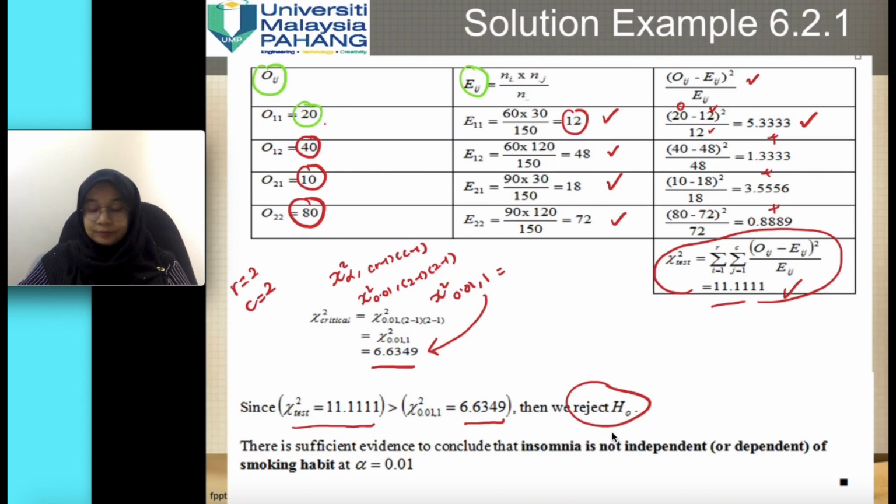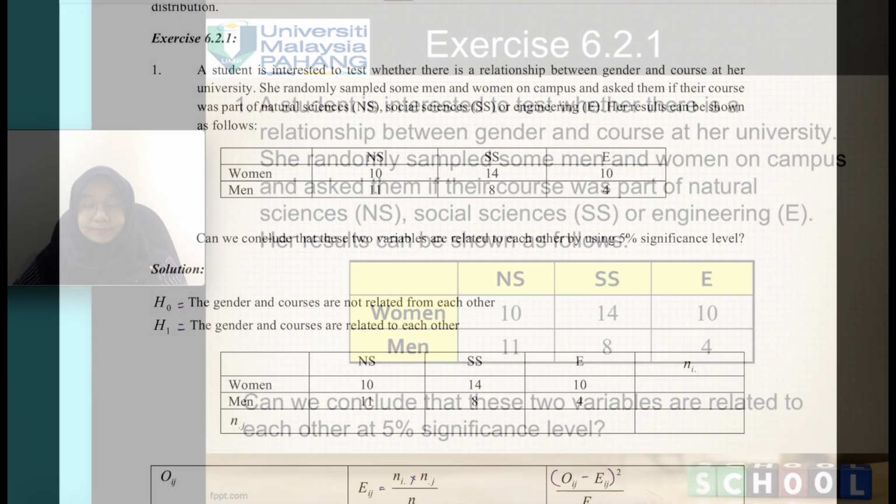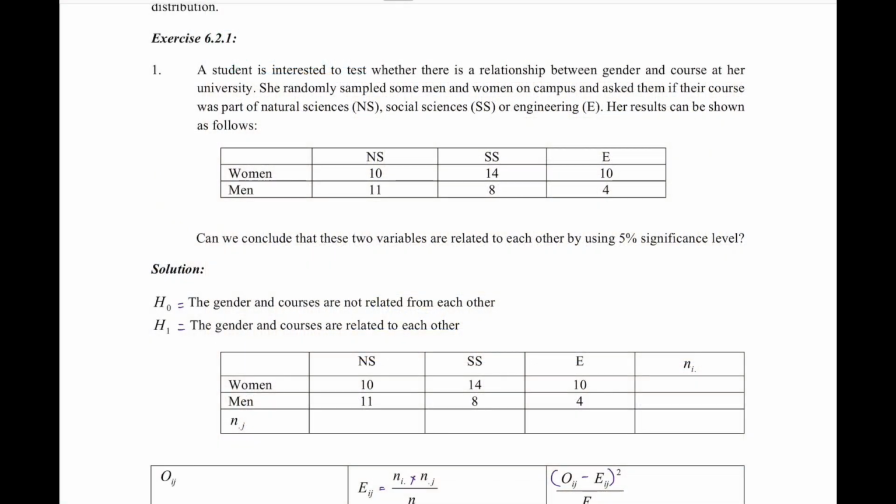Okay? So you must build your contingency table. So remember, please build your contingency table. So let's look at exercise 6.2.1. Let's do one exercise for the independent test, exercise 6.2.1, number 1.